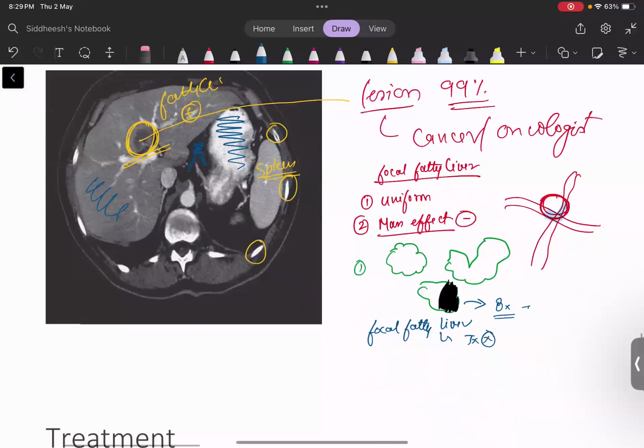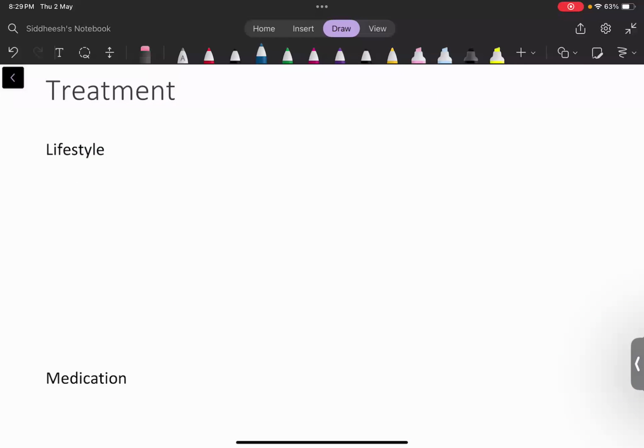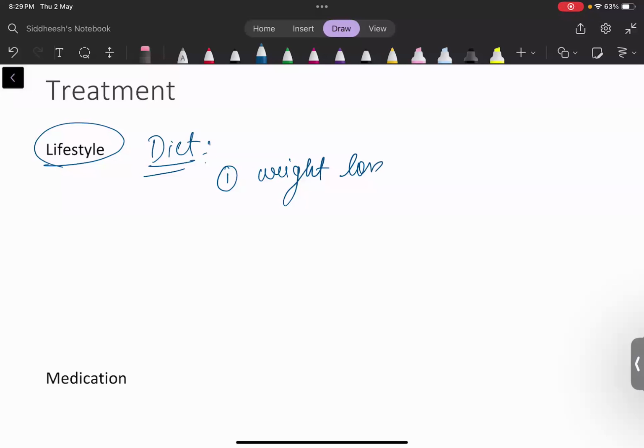Okay. Next thing we have is the treatment part now. Treatment is very, very simple for NAFLD conditions, not for NASH. So the main thing is lifestyle. You have to change your diet pattern. You have to change your diet. The most important thing afterwards is weight loss. So you have to lose your weight.